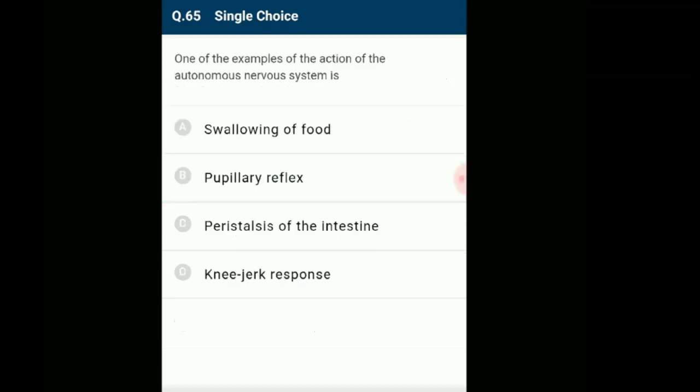Question number 65. One of the examples of action of the autonomic nervous system is: the autonomic nervous system regulates and coordinates involuntary activities like heartbeat, homeostasis, body temperature, breathing, gut peristalsis, and secretion of glands. The human intestine shows the movements during food digestion called peristalsis. So the answer is option C, peristalsis of the intestine.